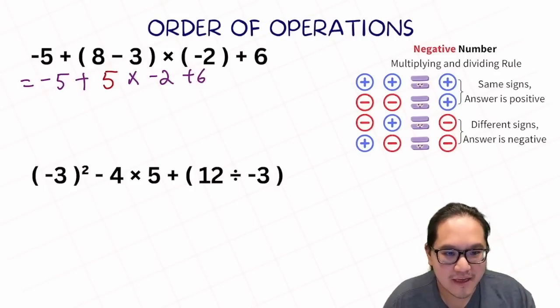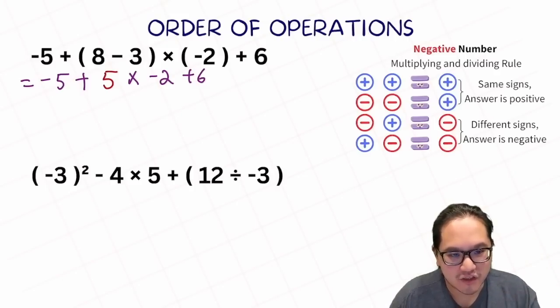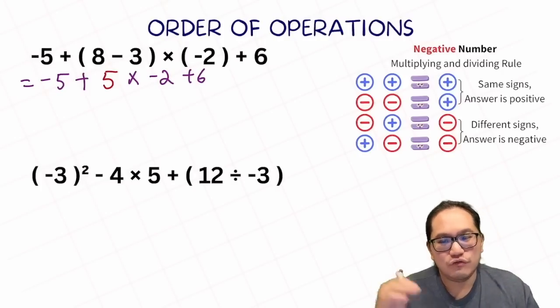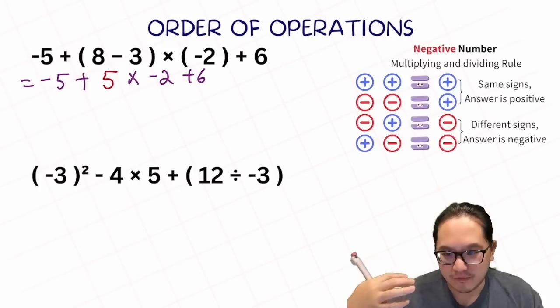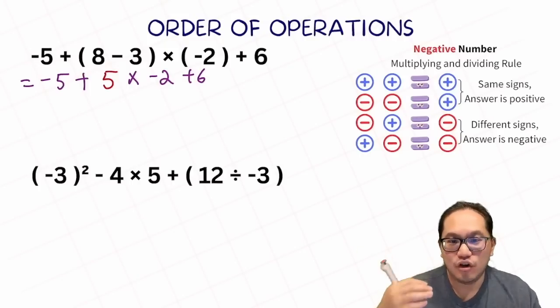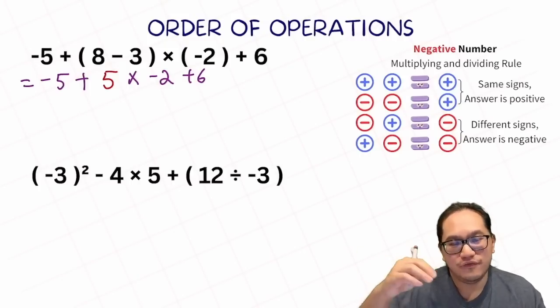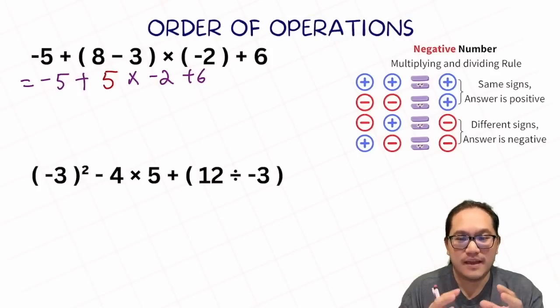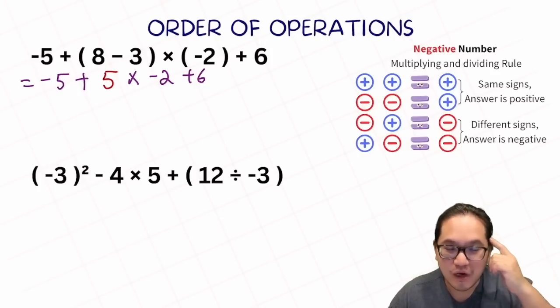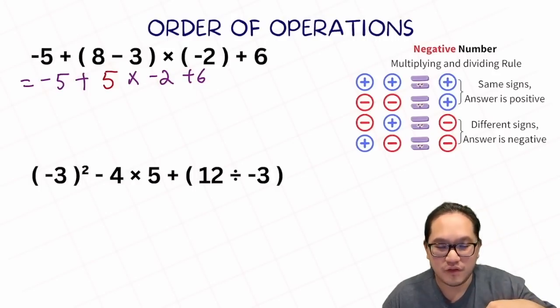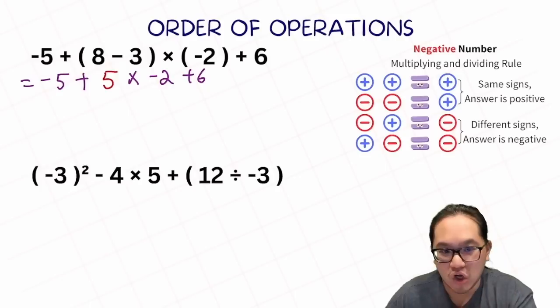So the next step is we got multiplication and division. So we got 5 multiplied by negative 2. The reason why you need to know the multiplication and division of negative numbers is because in the TEAS, your calculator does not have the negative function for you to use. So you need to actually do them as numbers first, and in your brain you need to figure out what is my answer after I multiply or divide both numbers together. Is it a positive or negative?